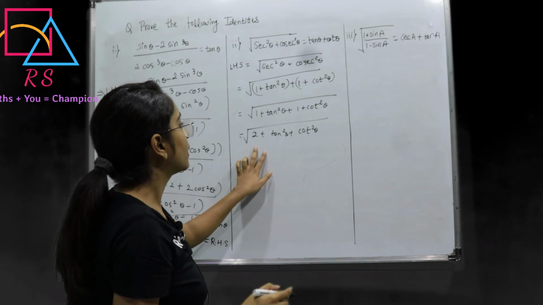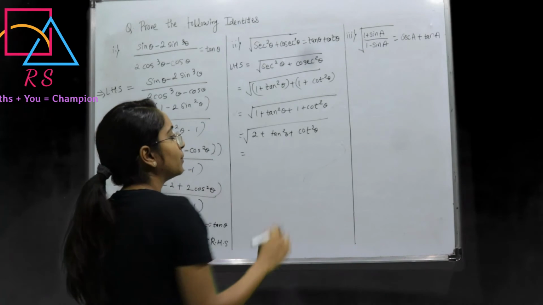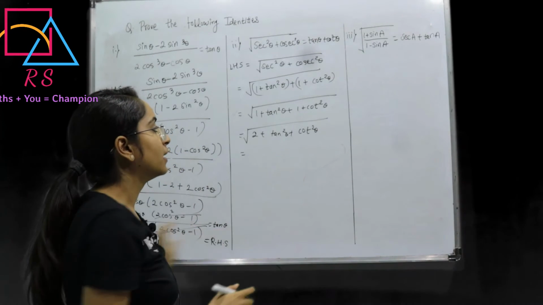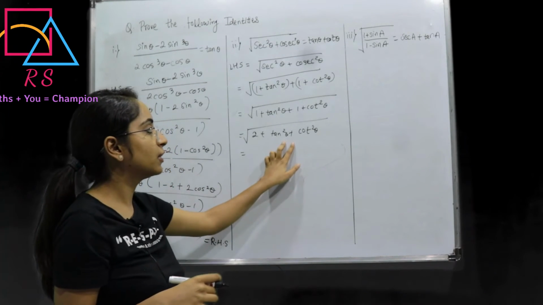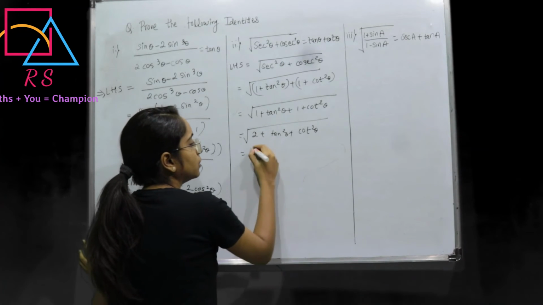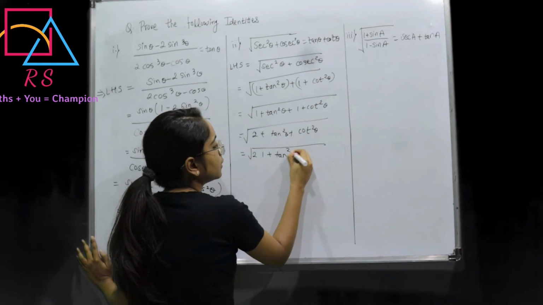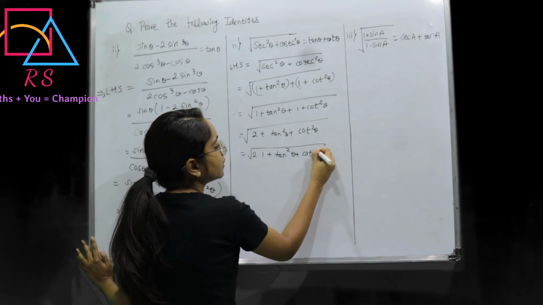Here you can see we can apply the formula of (a plus b) whole square, and we can take the square root out. So 2 into 1 as it is there, nothing, so we will consider 1.